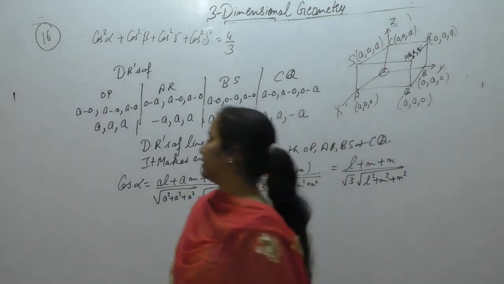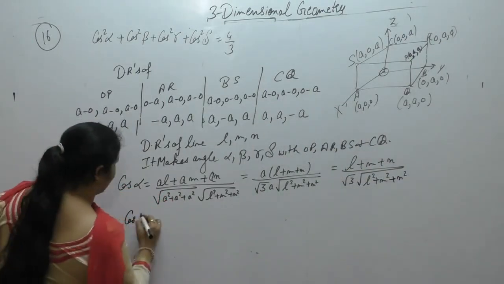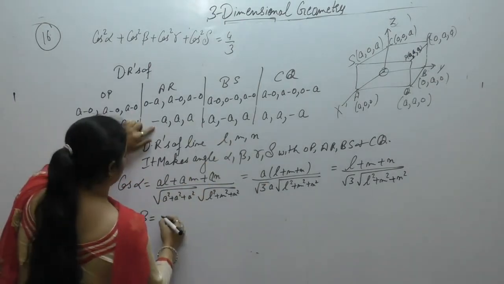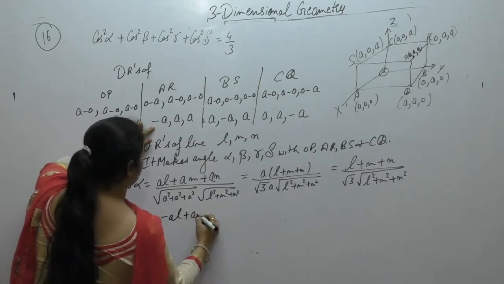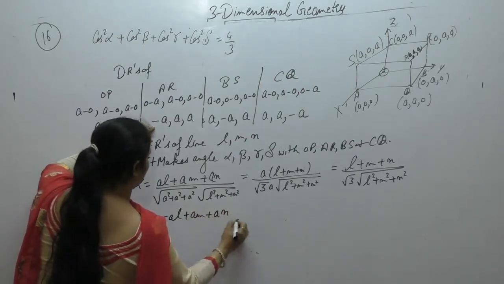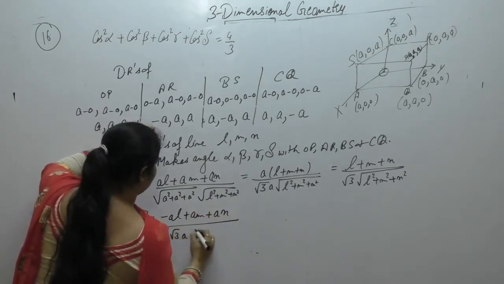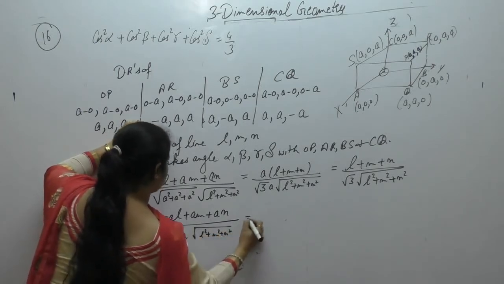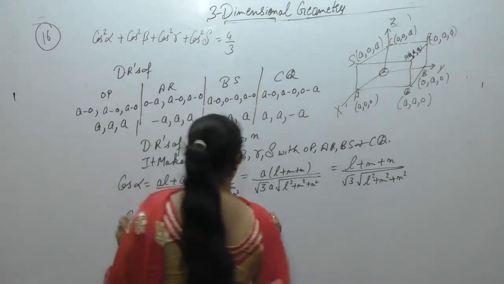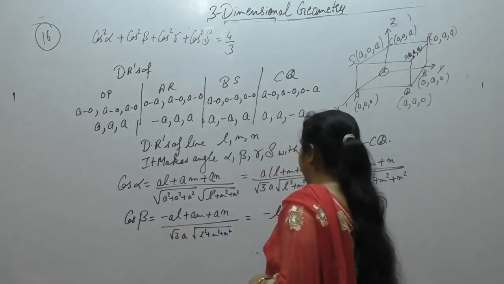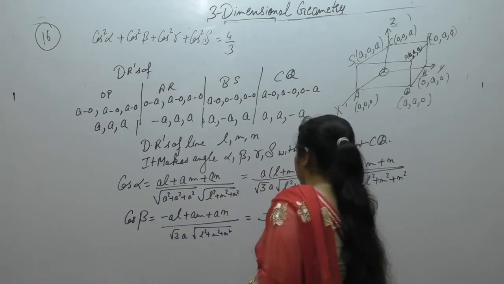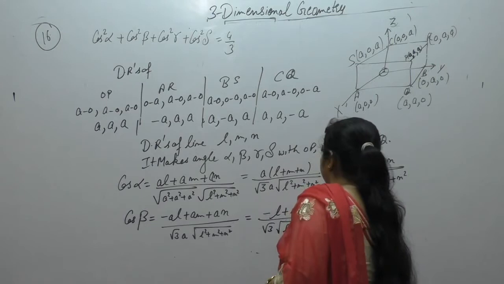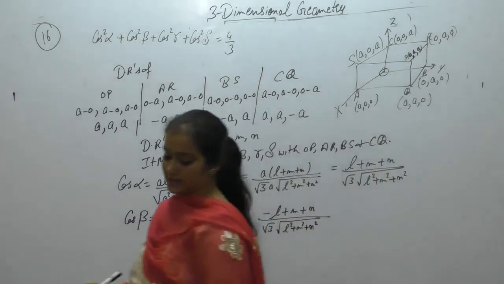Now if beta is the angle between the line and the diagonal AR, then cos beta is minus al plus am plus an upon square root of 3 a square root of l square plus m square plus n square. A is common, a will get cancelled, so we get minus l plus m plus n upon square root of 3 square root of l square plus m square plus n square.